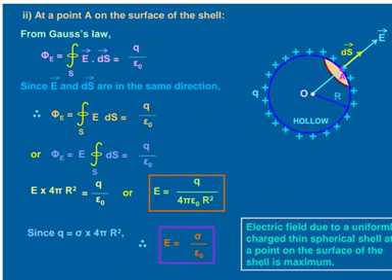Similarly, by following the same method, for the point on the surface, considering the Gaussian surface also on the surface, what you got? You got the electric field intensity equal to Q upon 4 pi epsilon naught capital R square, and by putting the value of Q in terms of sigma, you got E equals sigma upon epsilon naught. That means this value is maximum, and it depends only on sigma and epsilon naught.